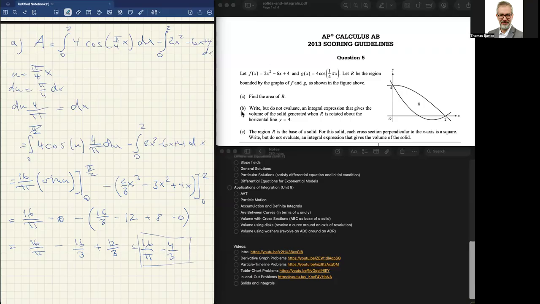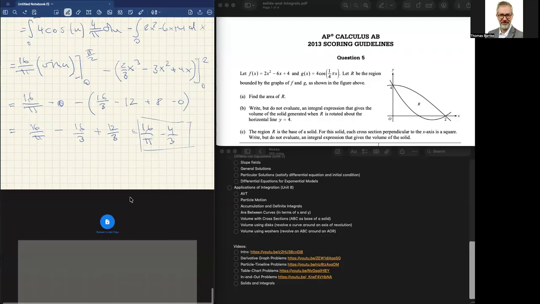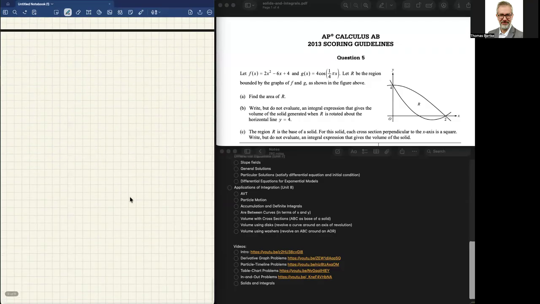Nice. Okay. Write but do not evaluate an integral expression that gives the volume of the solid generated when R is rotated about the horizontal line y equals 4. So the horizontal line is right up here, and I'm rotating R, the area between the curves, around this axis up here.